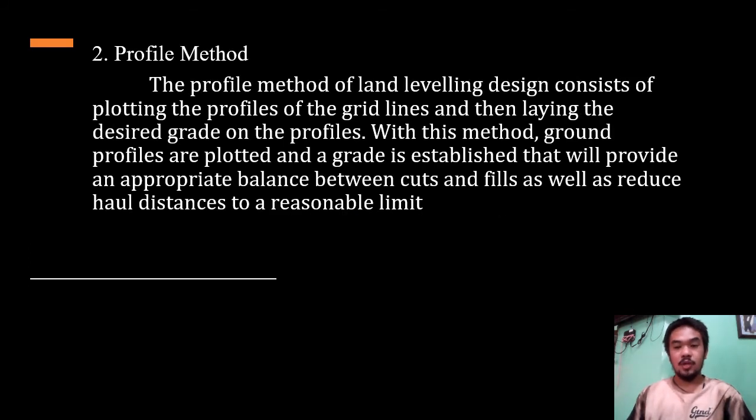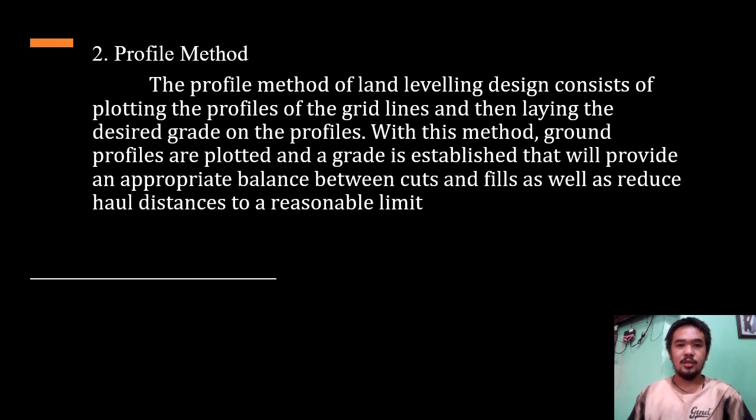We already talked about the plane method. We also have an example for it. So the next one is the profile method. This method of land leveling design consists of plotting the profiles of the grids and then laying the desired grades on the profile. With this method, the ground profiles are plotted and a grade is established that will provide an appropriate balance between cuts and fills, as well as reduce haul distances to a reasonable limit.